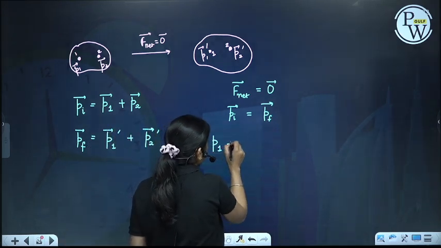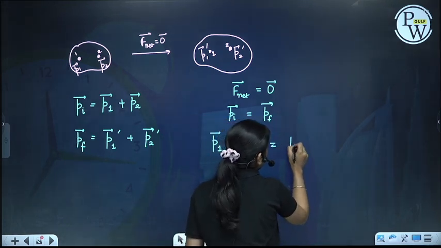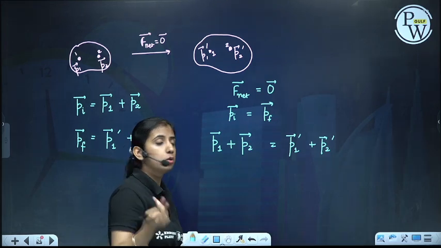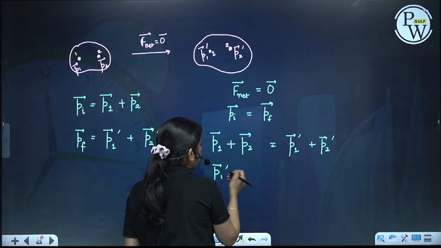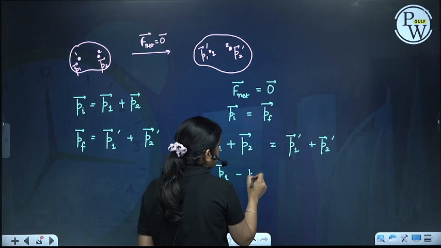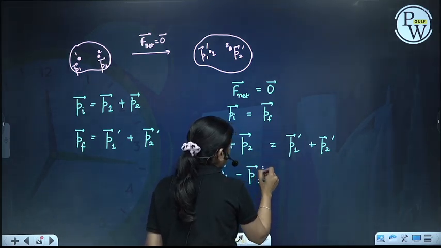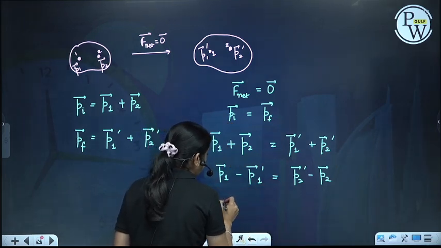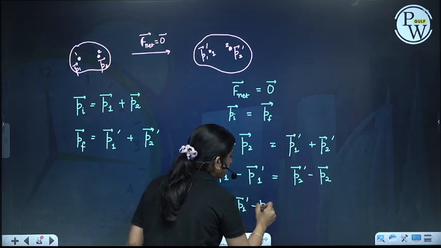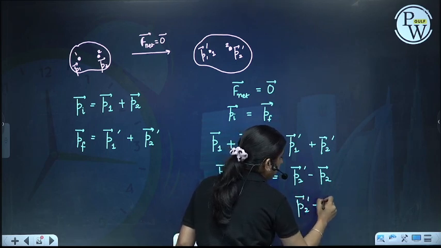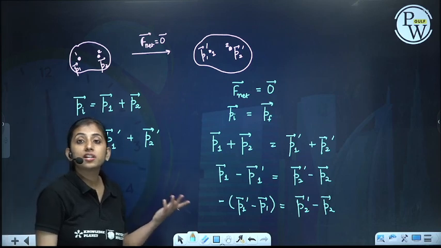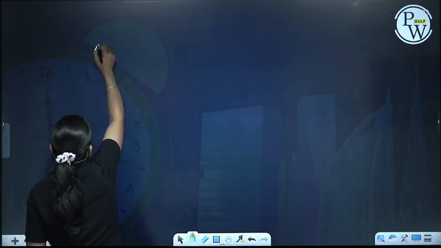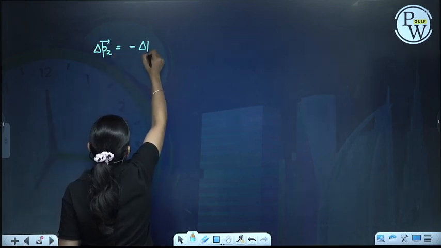What is my P initial? P1 plus P2. What is my P final? P1 prime plus P2 prime. Now take all the 1 terms on one side and the 2 terms on the other side. We will have P1 minus P1 prime equal to P2 prime minus P2. Taking the minus sign out, minus of (P1 prime minus P1) is equal to P2 prime minus P2. Now what is P2 prime minus P2? The change in linear momentum of 2. And what is P1 prime minus P1? The change in linear momentum of 1. So from here we have delta P2 equal to minus delta P1.